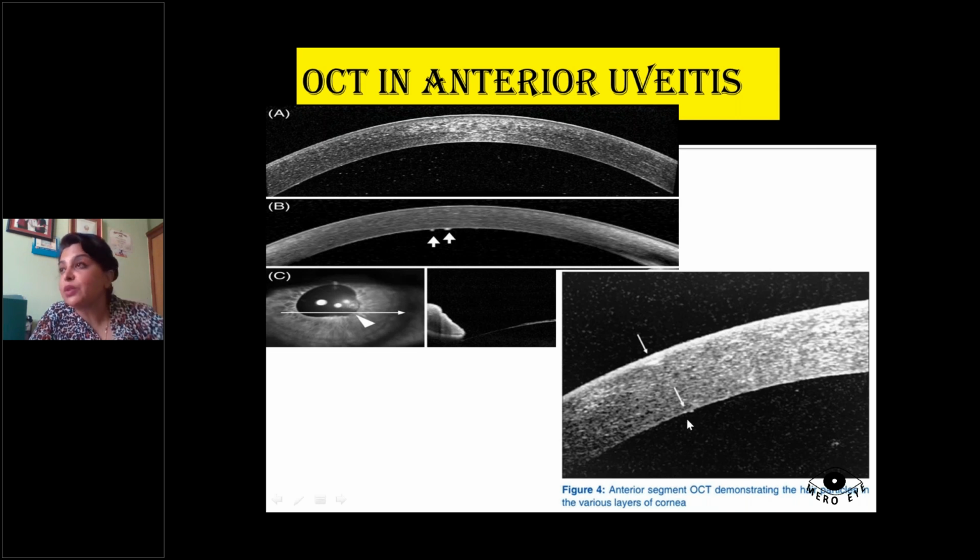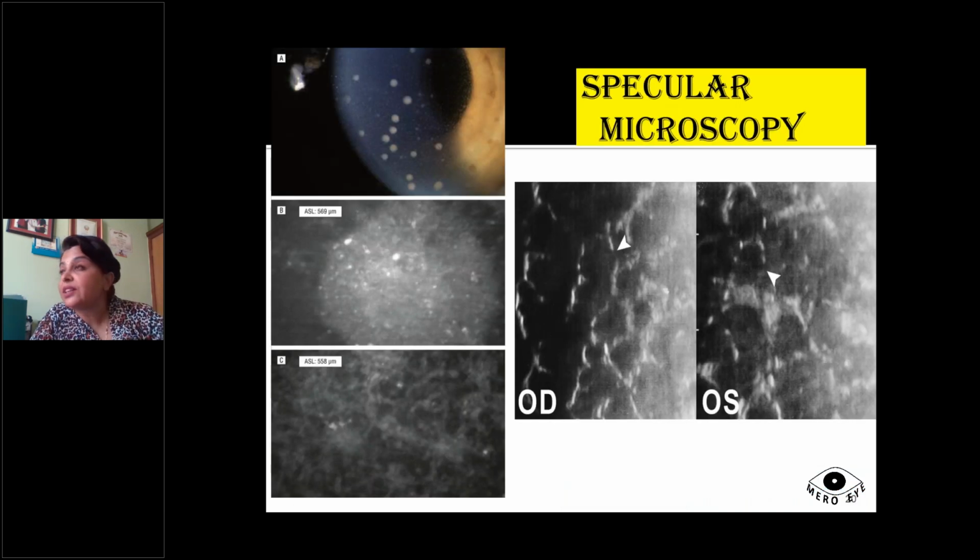So anterior segment OCT can help us in detecting any abnormality within the various layers of the cornea, and especially for the corneal endothelium keratic precipitates. What's new? There are specific patterns of micro details of keratic precipitates that can be identified by specular microscopy.